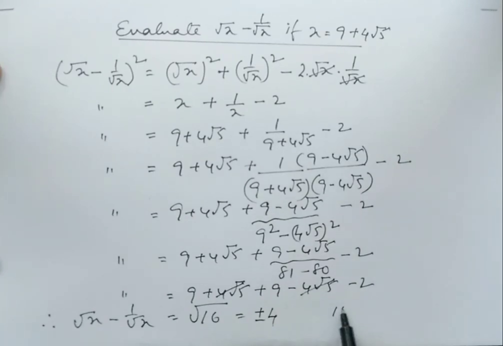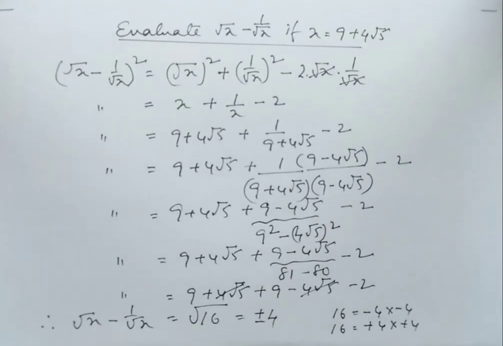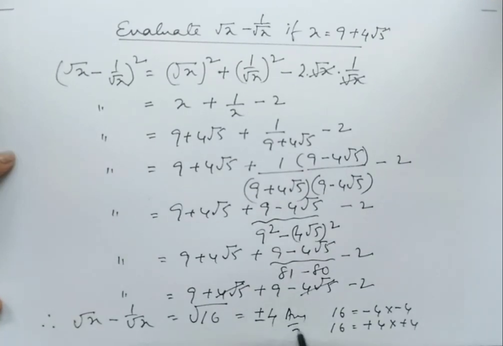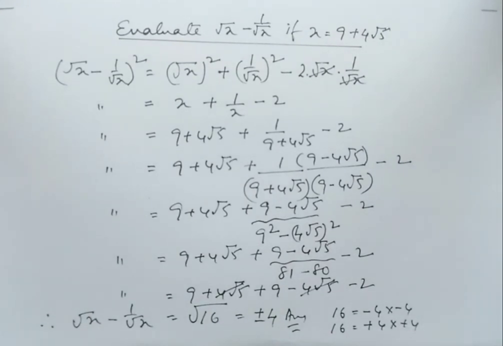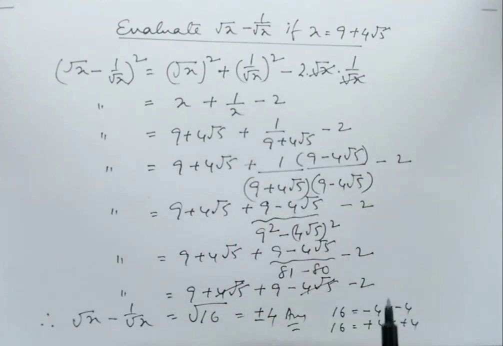Because 16 can be equal to minus 4 multiplied by minus 4, as well as 16 can be equal to 4 into plus 4, which is why we have two options. Got it? Think about it, guys. So here we have, this is our answer. So that wasn't as difficult as it seemed to be at the starting.